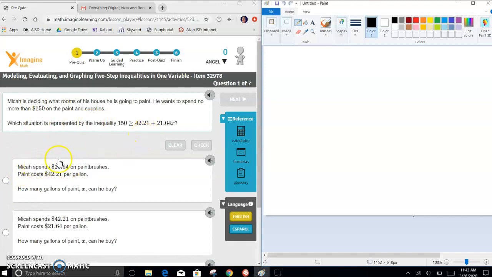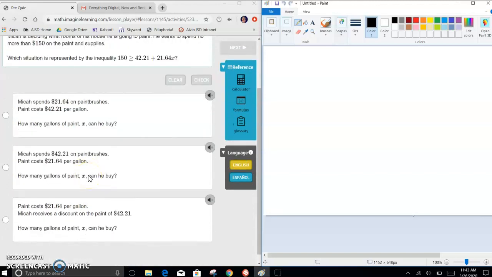Here it says Micah spends $21.64 on paintbrushes and paint costs $42.21 per gallon. If you recall back to the beginning of the year, we talked about what the words per, each, for every mean. They mean that you are getting multiple ones. You are getting 1, 2, 3, 4. It doesn't matter. So this right here is a constant. It is just one rate. This right here has a coefficient attached to the x, which means it's not constant. It's going to be constantly changing. It's a rate.